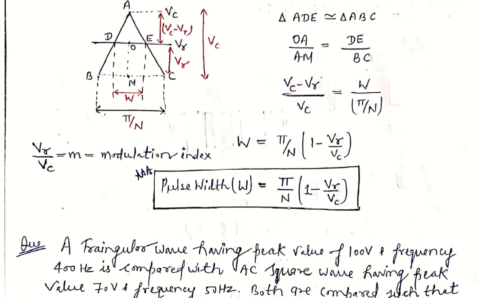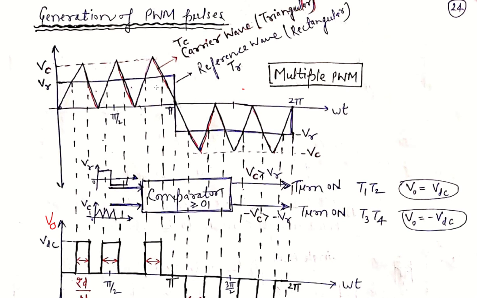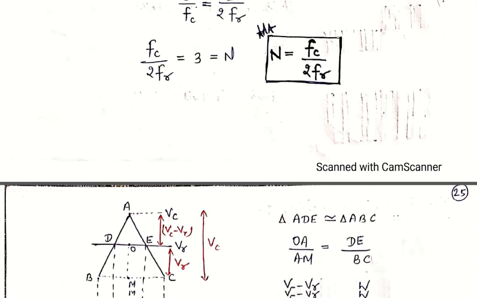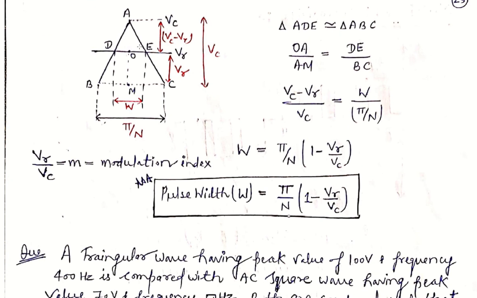Now we are interested in finding the width of this generated pulse. So we will take this portion of the above waveform. This is the carrier waveform, which is triangular in nature, and this is the reference waveform. So we will cut this part and zoom the view of this waveform. These parts are shown in the figure below.